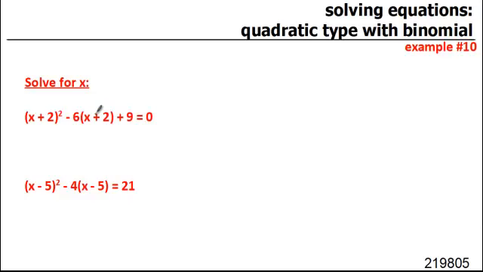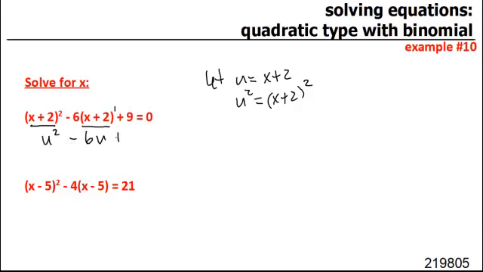But if you can recognize that this power of 2 is double this unwritten power of 1, this is of quadratic type. Okay, so you can use u substitution here to let u equal the whole binomial x plus 2. If that's the case, then u squared is x plus 2 squared. And it allows you to rewrite this as u squared minus 6u plus 9 equals 0. And then you can solve the resulting equation.